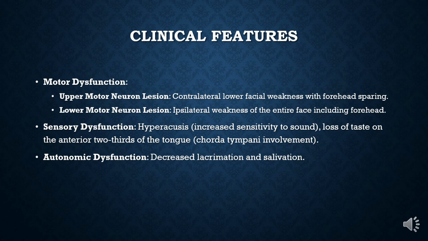Next are the clinical features. There is motor dysfunction. In cases of upper motor neuron lesion, there is contralateral lower facial weakness with forehead sparing, and in cases of lower motor neuron lesion, there is ipsilateral weakness of the entire face, including forehead.